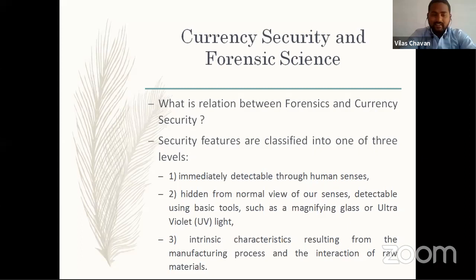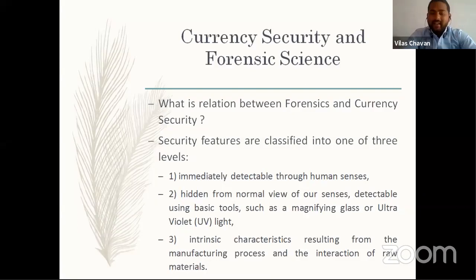Now we'll discuss the security features. So security features are classified into one of three levels. First level is immediately detectable to human senses. So here the first level security is directed towards the human senses, typically sight and touch. It is noteworthy that the majority of security components are found in this level. Then comes second level security, which is approximately hidden from the normal view of a person. That means we can't see the security features with our naked eye.